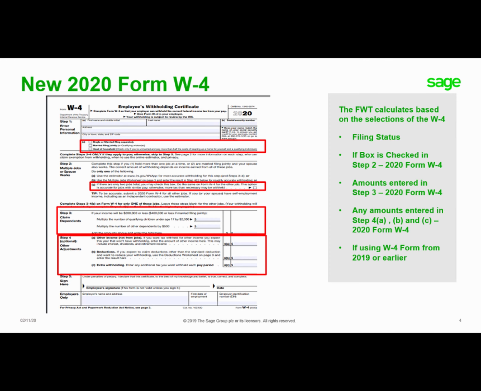The federal income tax will calculate based on the selections on the W-4. Basically, the filing status selected, whether they're married, single, or head of household. If the box is checked in Step 2 of the Form W-4 for 2020. Any amounts that are entered in Step 3 of the Form W-4 for 2020. Also, any amounts that may be entered in Step 4A, B, or C from the 2020 Form W-4. If using a W-4 form from 2019 or earlier, it will be using the personal exemptions or allowances that were previously selected.